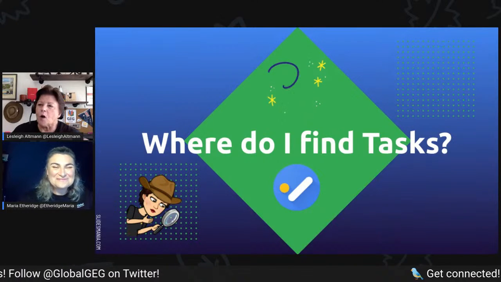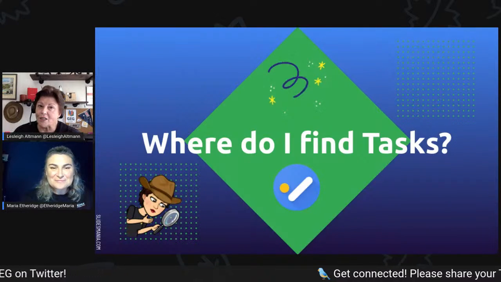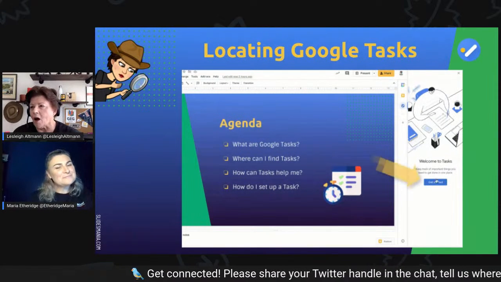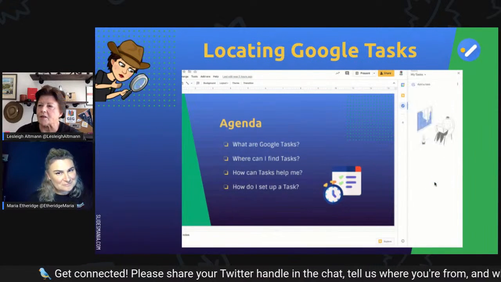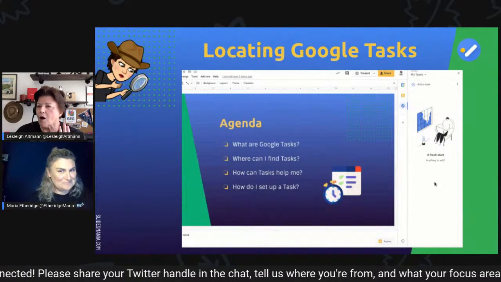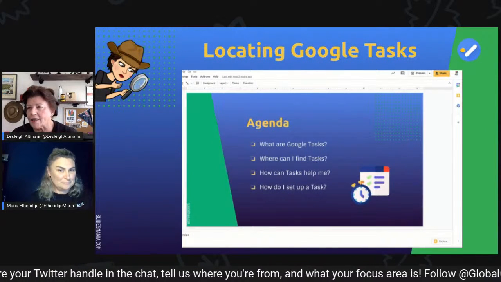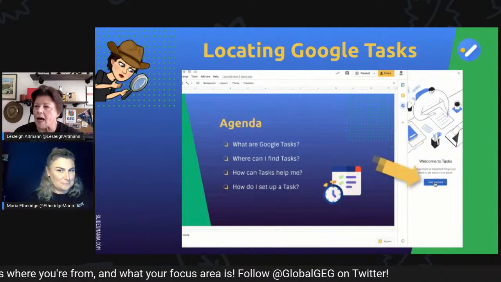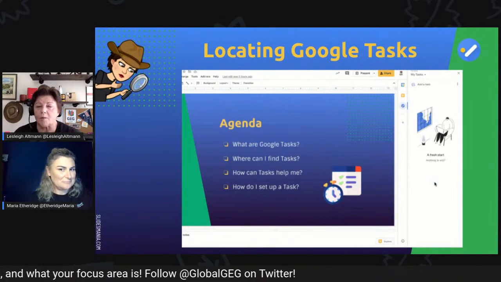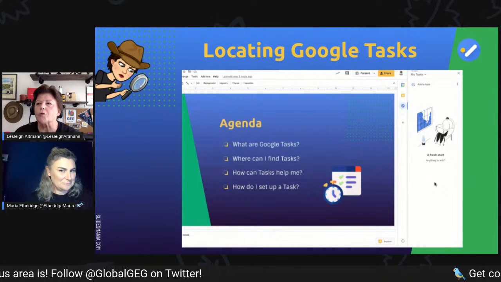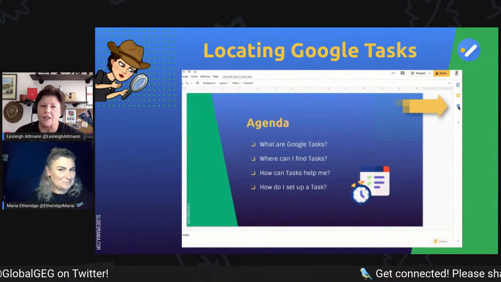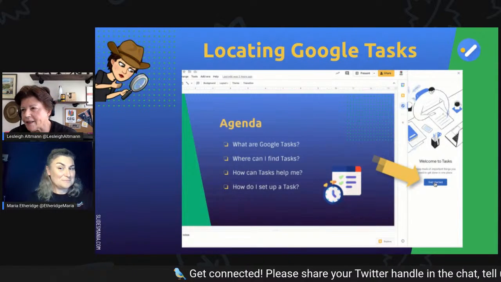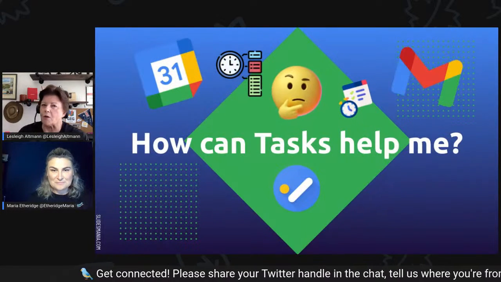And I wasn't sure where to find it. So I did a little bit of research and I opened up my Gmail and there it was. I created this little GIF because I've been having computer issues. I found it on the right-hand side just by clicking on that little icon there, and it opens up a brand new tab. If it's the first time you've used it, it will talk you through creating your first task.